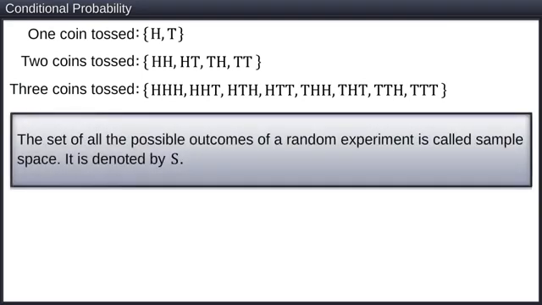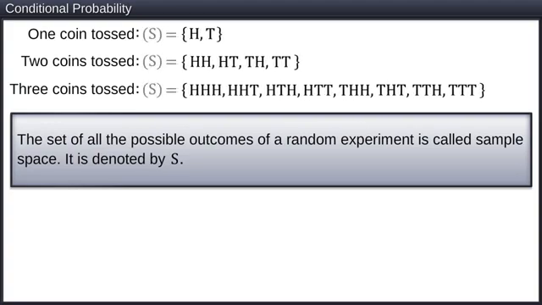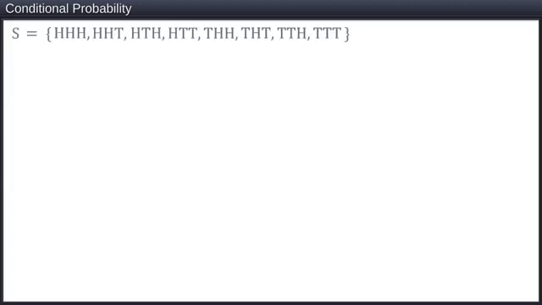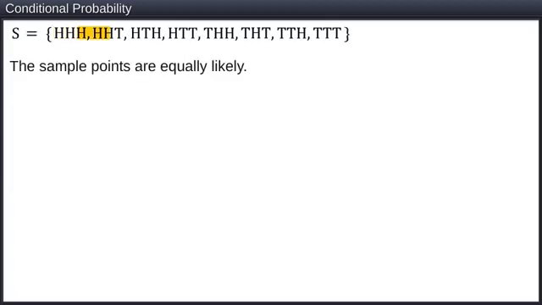The set of all the possible outcomes of a random experiment is called a sample space and is denoted by S. Each outcome in a sample space is called a sample point. So, the sample space for the experiment when 3 fair coins are tossed simultaneously is the set of all the possible outcomes. Here, each sample point is equally likely. Since the coin is fair, the probability of each sample point in the sample space is 1/8.